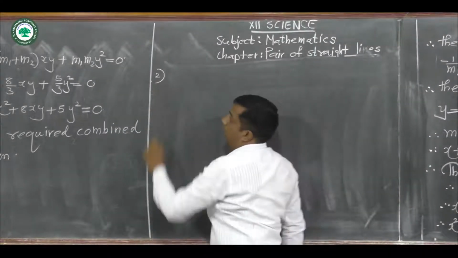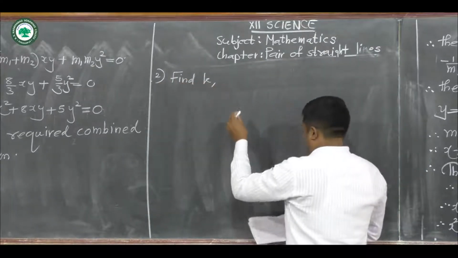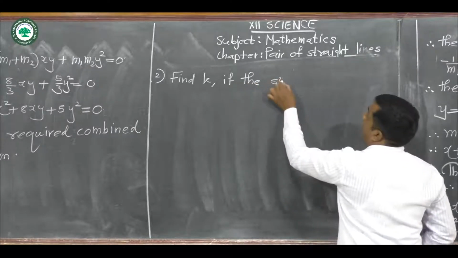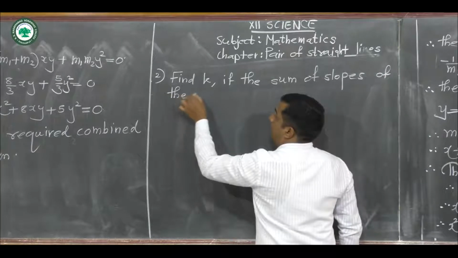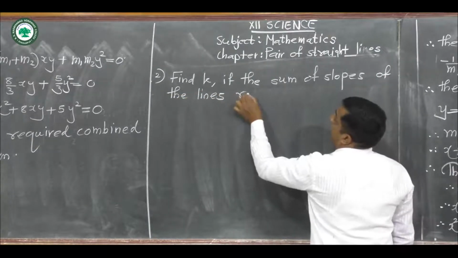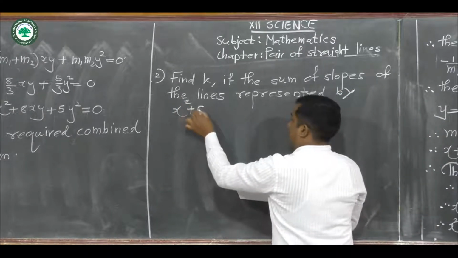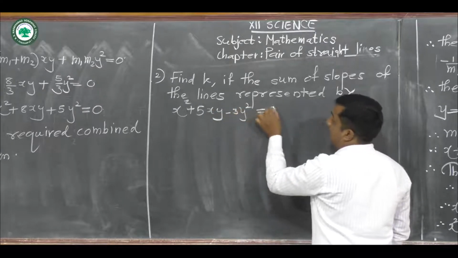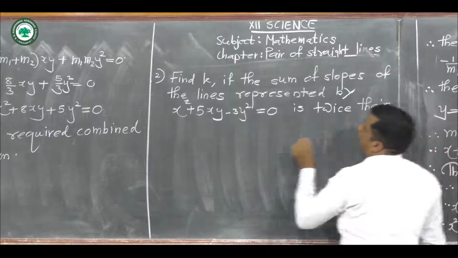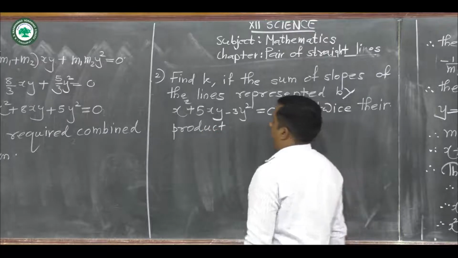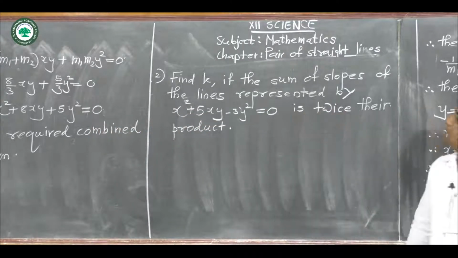Here in the second example, we consider: find k if the sum of slopes of the lines represented by the equation x square plus kxy minus 3y square is equal to 0 is twice their product. Okay, so by using the given conditions, we have to find the value of k. Again, by using the sum and product of the slopes, we have to find the value of k.